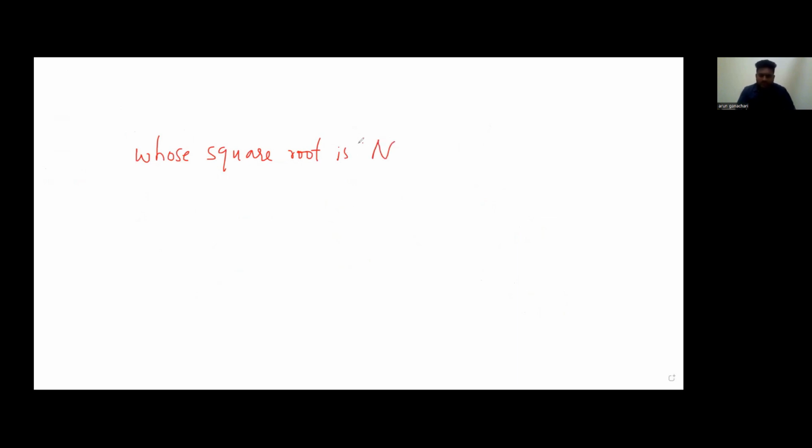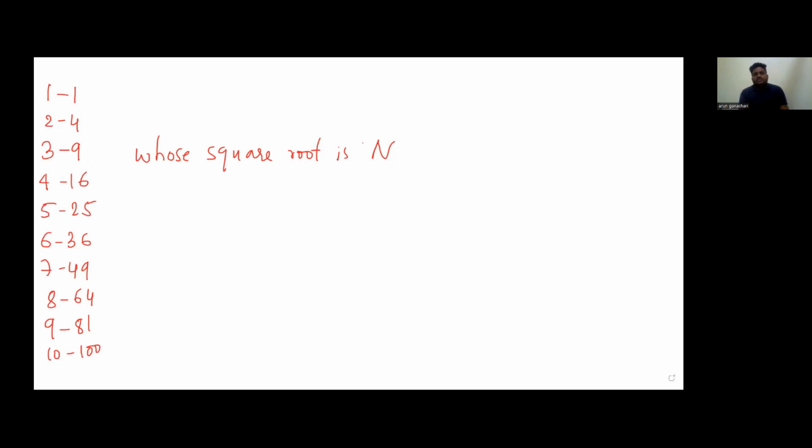So what are perfect squares? As I have told you, 1 square is 1, 2 square is 4, 3 square is 9, 4 square is 16, 5 square is 25, 6 square is 36, 7 square is 49, 8 square is 64, 9 square is 81, 10 square is 100. So these numbers are called perfect squares, for which you can accurately find the square root. As I told you, I gave you the number 10. Can we find the square root of 10?